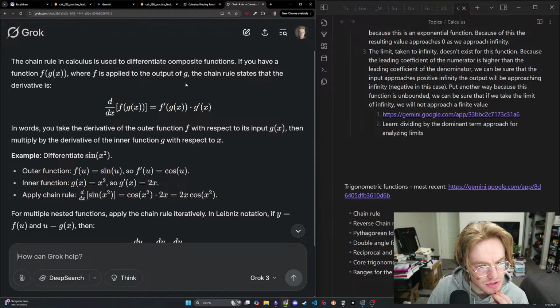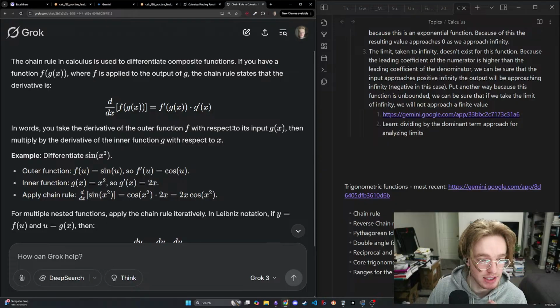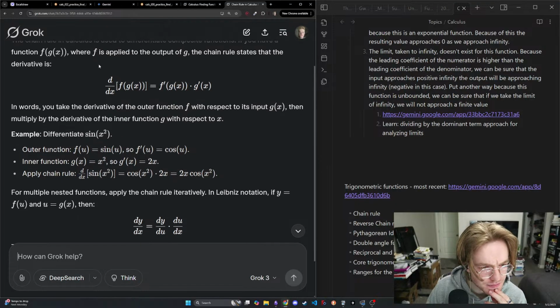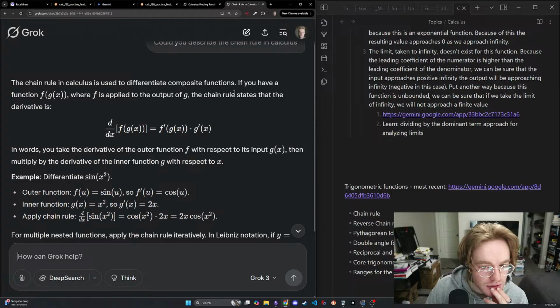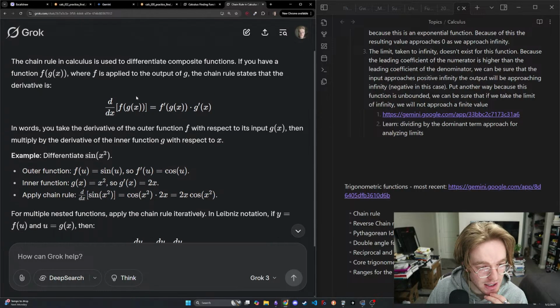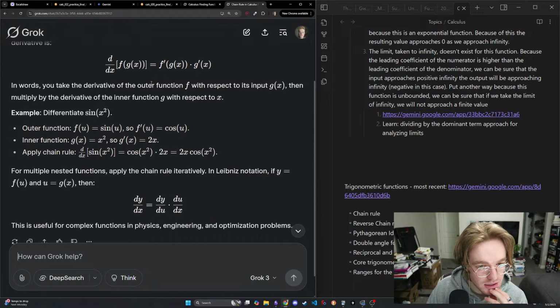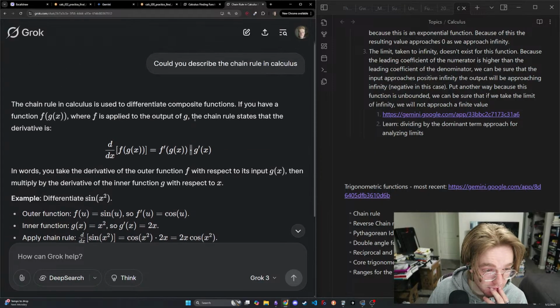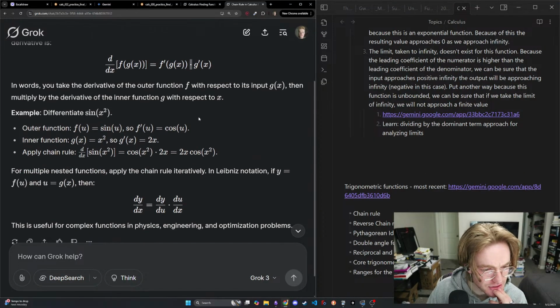Okay. A chain rule is used to differentiate composite functions. So it deals with composite functions, but it's different. If you have a function f of g of x where f is applied to the output of g, the chain rule states that the derivative is f prime of g of x, this guy, multiplied. Interesting. Wow. That's weird. Okay. Whack. Interesting.